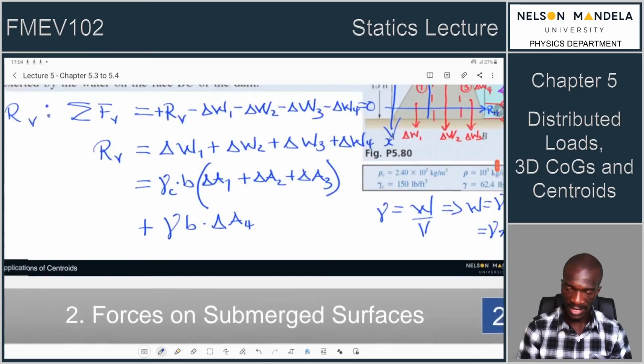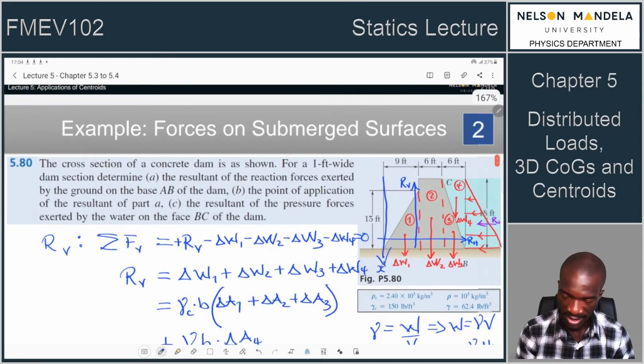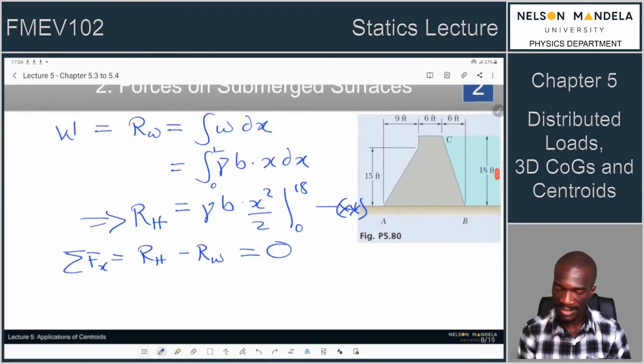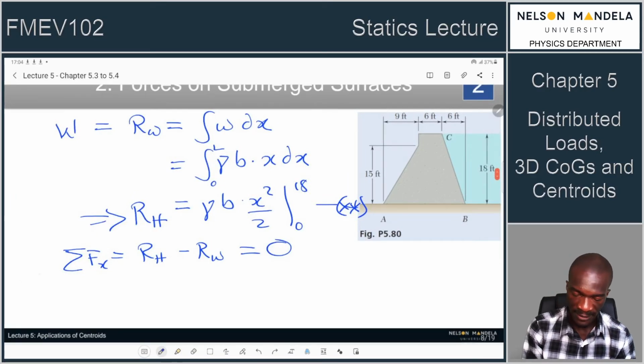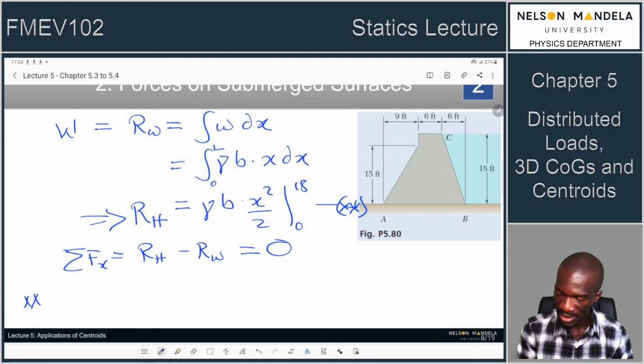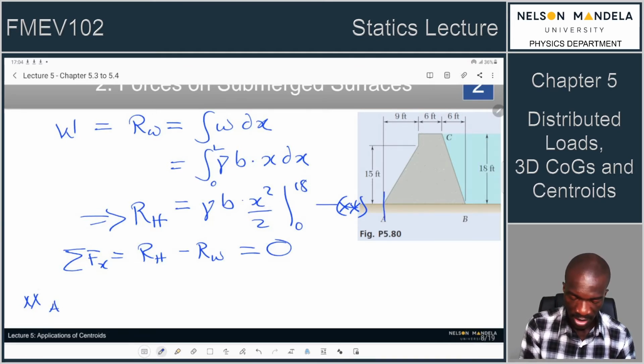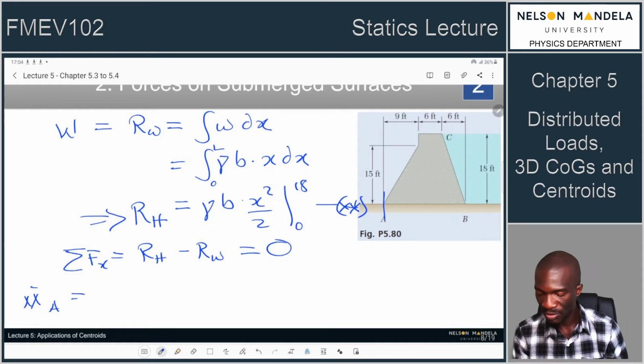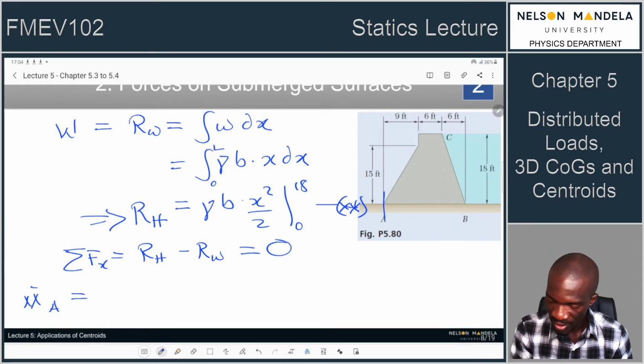Okay, so basically that is your guide to this calculation. If you want to find the point of application of the resultant, obviously you are applying some moments. So you choose some point. Okay, we've got all the forces. Let's choose A as a starting point. Moments about the point A would be equal to what? You have the force due to what?